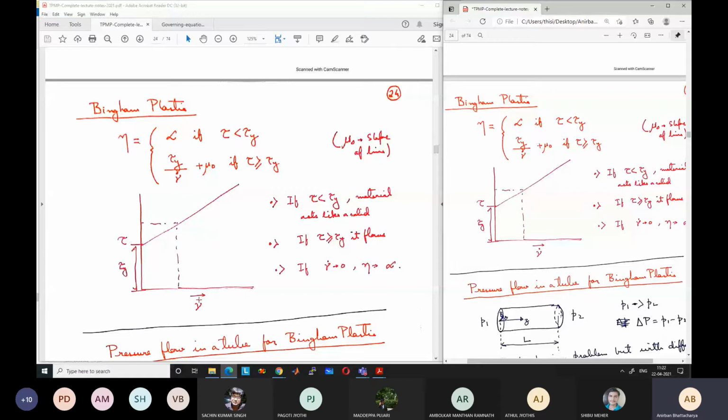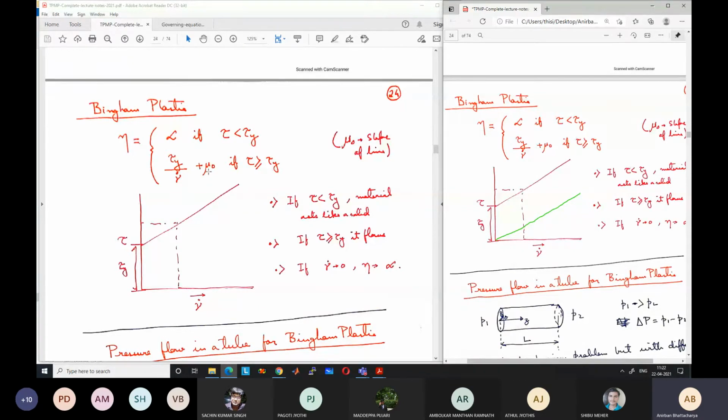If it was an actual Newtonian fluid, we would have a line like this. But for this Bingham plastic, we have this extra region where there is no flow, and only then it starts behaving like a Newtonian fluid. That is the difference. So for this fluid, the constitutive relation can be written in two parts. The viscosity is infinity if tau is less than the critical stress tau y, so the material behaves like a solid. And viscosity is given by tau y by nu dot plus mu 0 if tau is greater than tau y.